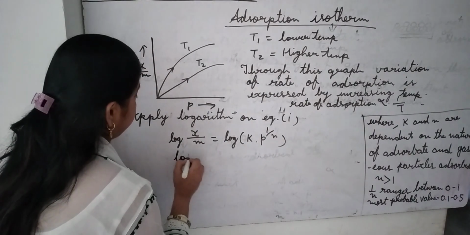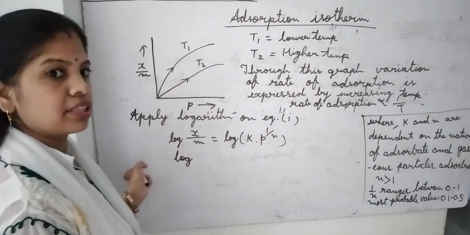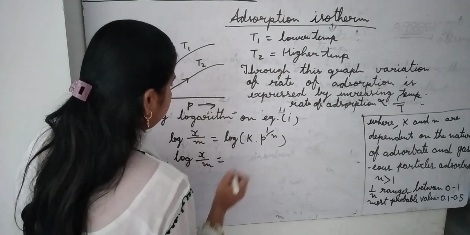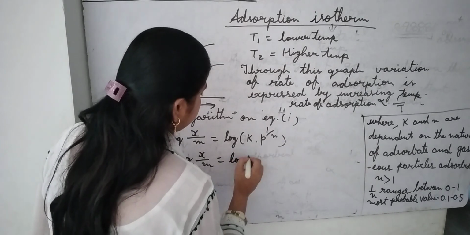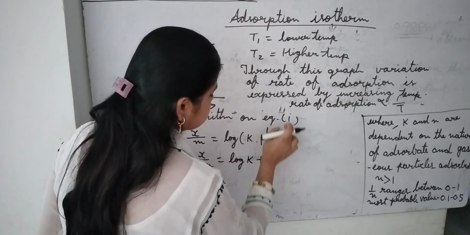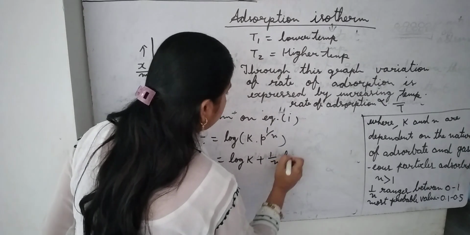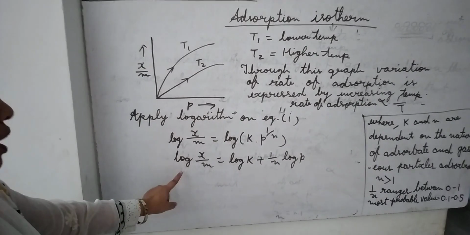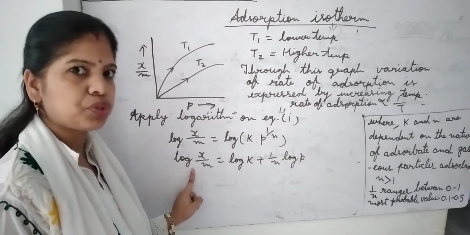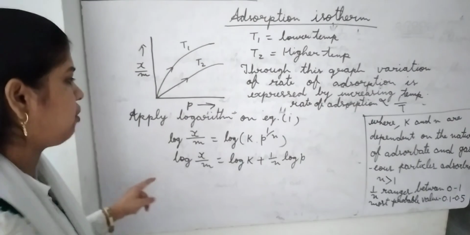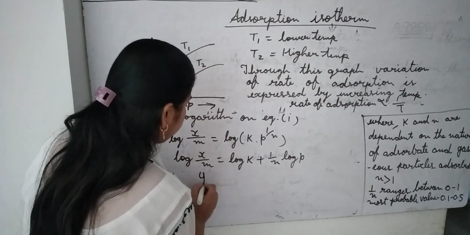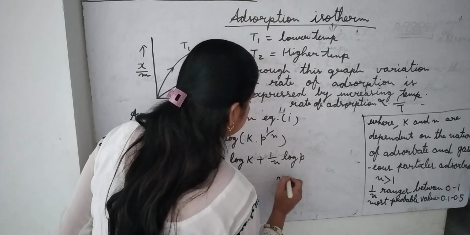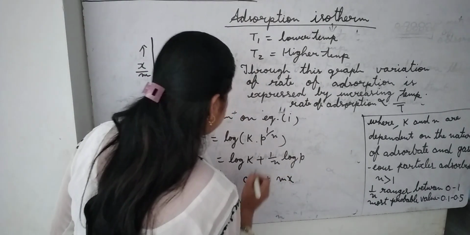So already in class 11th I had discussed how to apply log. So this is log x by m, log k plus, this is an exponent, so 1 by n log p. Now through this we'll try to make a graph, and for this we'll use the graphical representation of the equation. Here there are two terms, so this is y equals mx plus c.